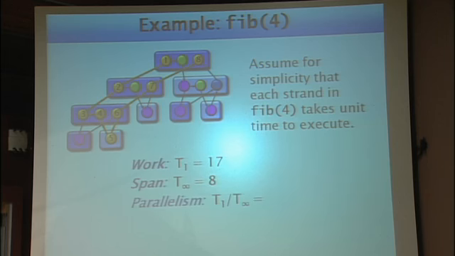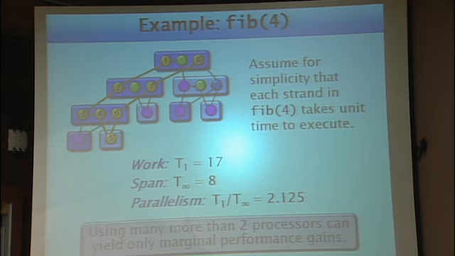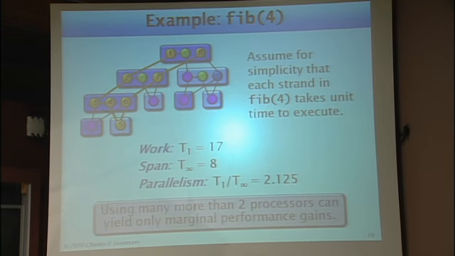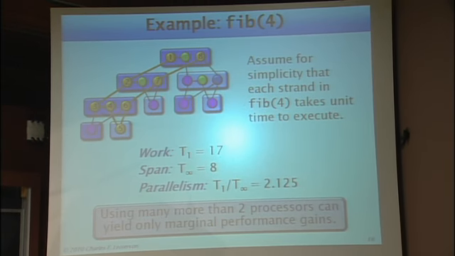So that says the parallelism is a little bit more than 2, 2 1/8. What that says is that if I use many more than 2 processors, I can't get linear speedup anymore. I'm only going to get marginal performance gains, because the maximum speedup I can get is about 2.125 if I had an infinite number of processors.